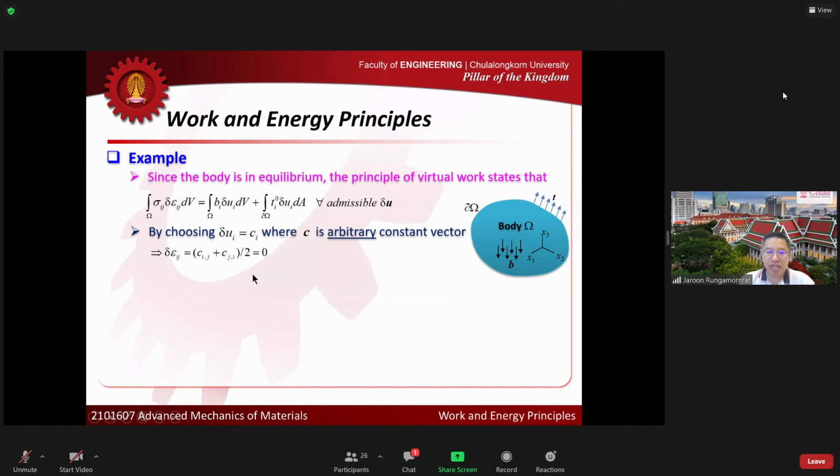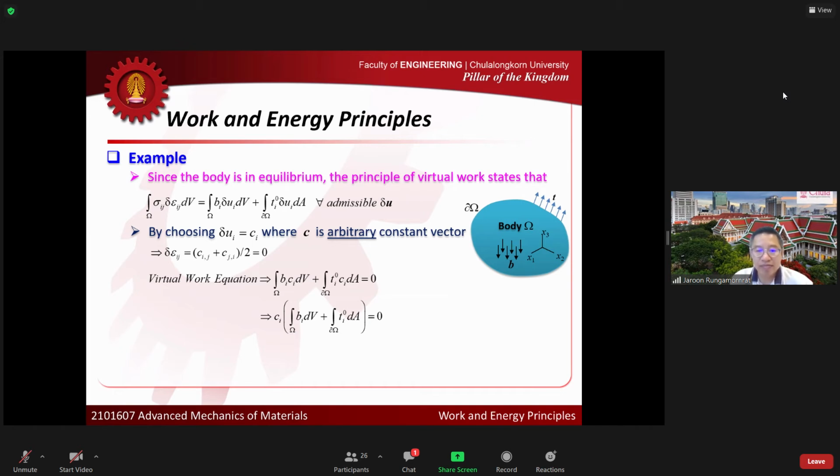So delta epsilon ij is 0, right? Because if delta ui is constant, the derivative of the constant function is simply 0. So delta epsilon ij is 0. I plug that in, and I will get this. Is that right? So this one is 0, so this disappears. I plug in delta ui equal to ci, so I get something like this. And ci is a constant, so I can pull it out of the integral. Okay, I get something like this.